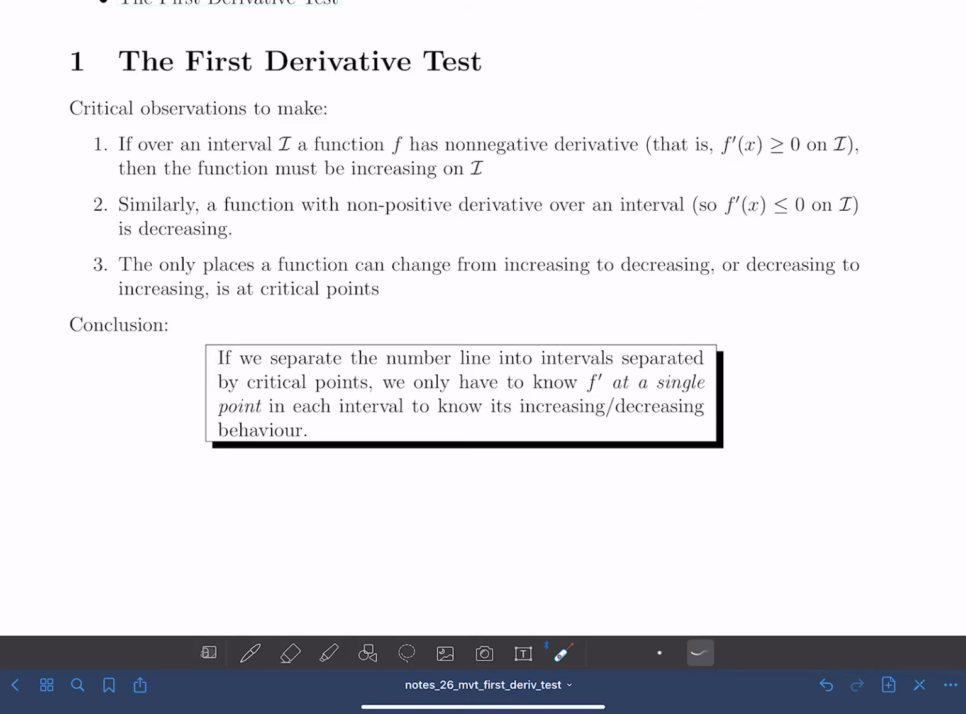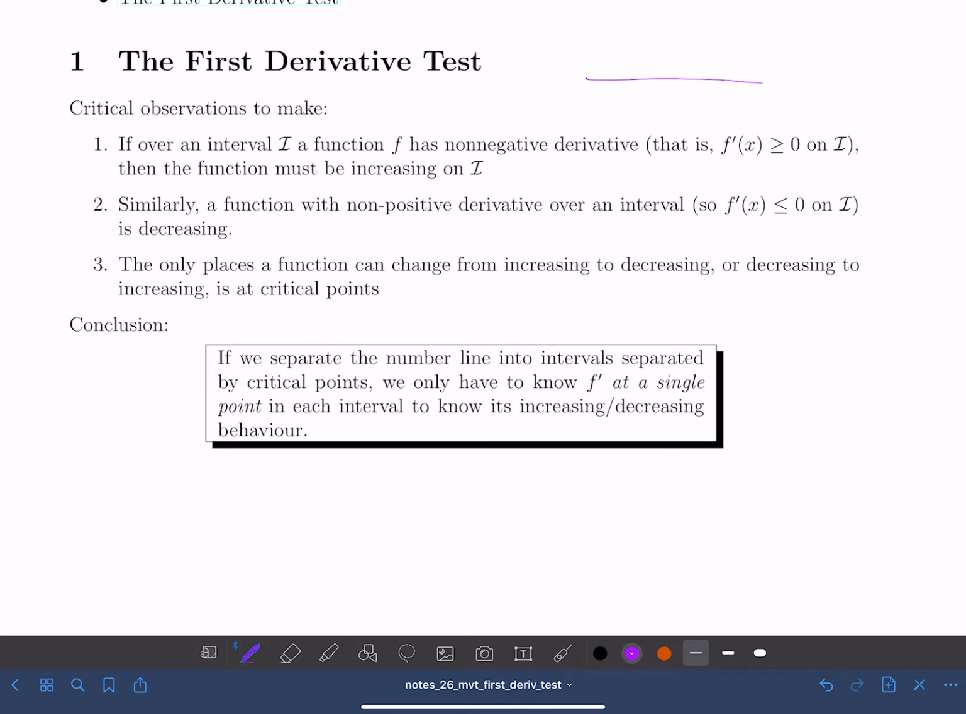So let's do the first derivative test. I want to make some observations for you. 3 observations. The first thing that I want you to note is that if over an interval, which I'm calling scripty I because I like the way it looks, a function has non-negative derivative, that is to say that it's always at least 0, then the function must be increasing on that entire interval.